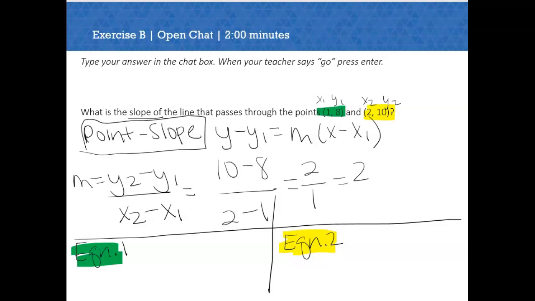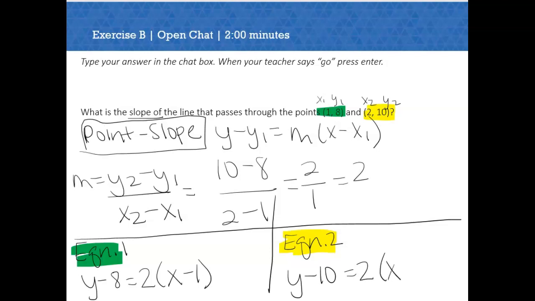So the first ordered pair, y minus y1. So y minus 8, because that was our y1, equals m, which we just found to be 2, times x minus x1, so x minus 1. So that's equation 1. We could also write it using (2, 10) as our ordered pair. So y minus 10 equals m, which we said was 2, times x minus 2. Both of these are correct.